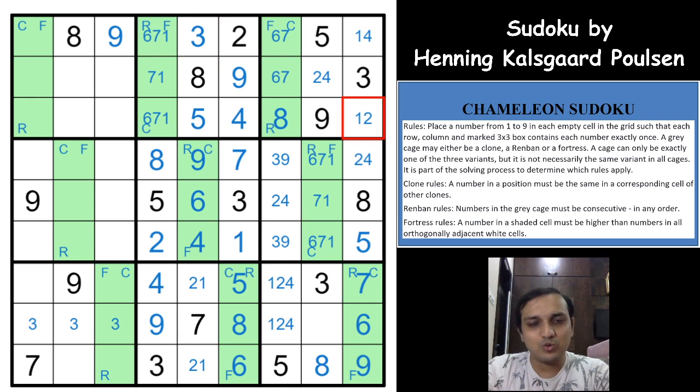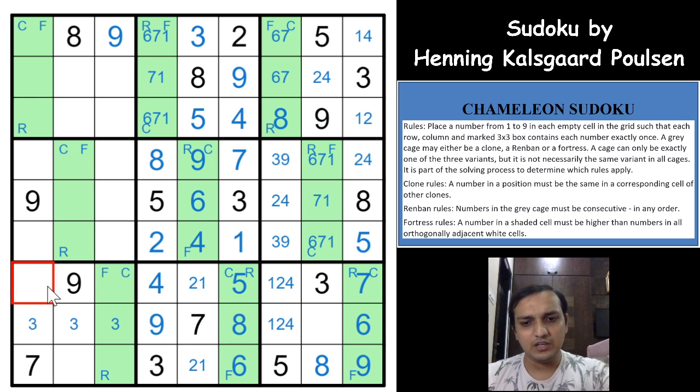What a Sudoku this is! Excellent Sudoku. I really love the logic. Each and every part of the Sudoku has an awesome logic here. We have almost completed 70% of the grid, and let's see if we can get something else here.